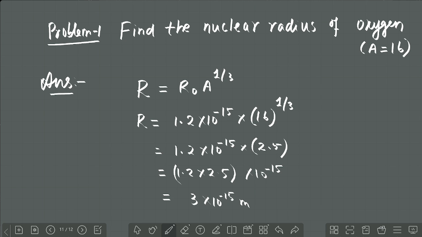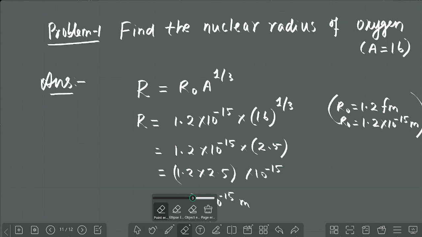Or you can write 3 fermi. And remember, here what R naught value have we taken? R naught value is 1.2 fermi, or that is 1.2 into 10 to the power minus 15 meter. This is your R naught value. We have taken this. Clear? Are you getting everyone clearly? No doubt here? No doubt.